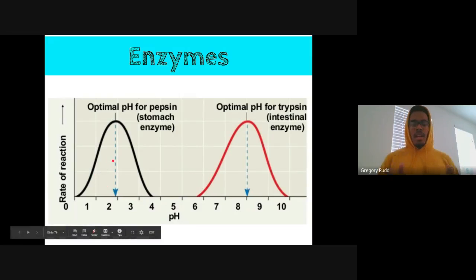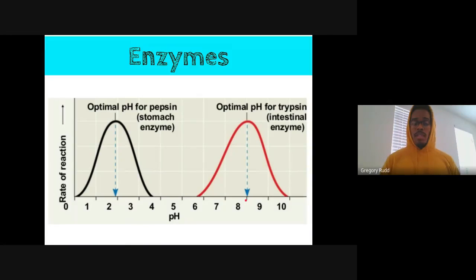Now, it doesn't only work at that specific pH. Pepsin does not only work at a pH of 2. Trypsin does not only work at a pH of 8. That's where they prefer, but pepsin can also work at a pH of 1. It can also work at a pH of 3. But we notice that it's not working very well.